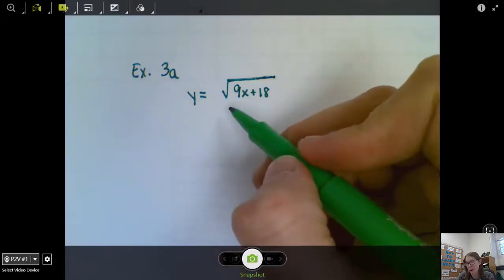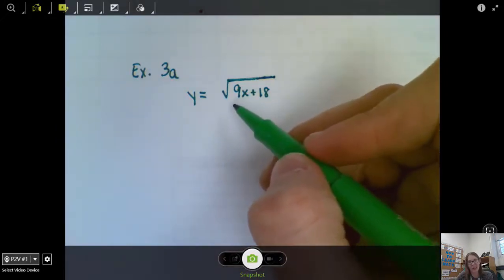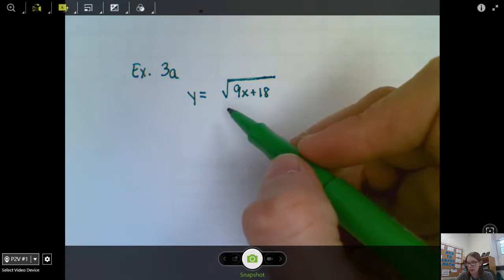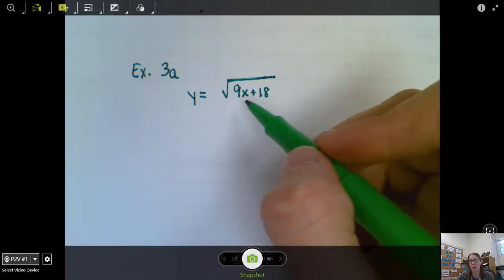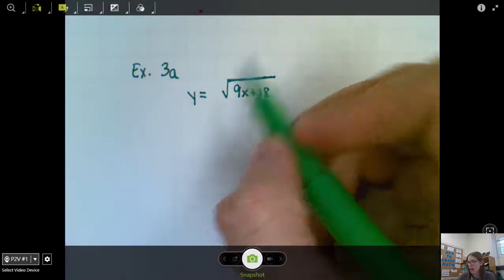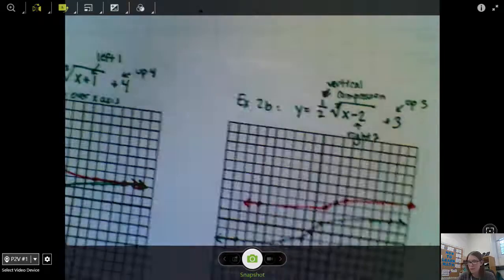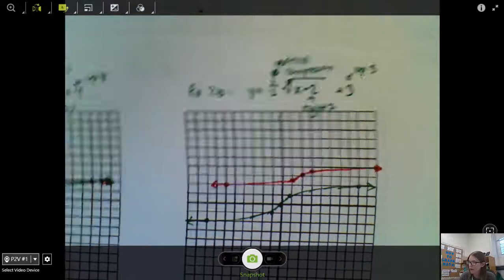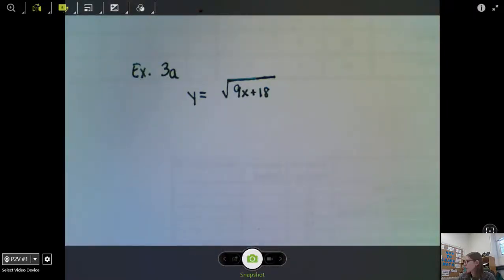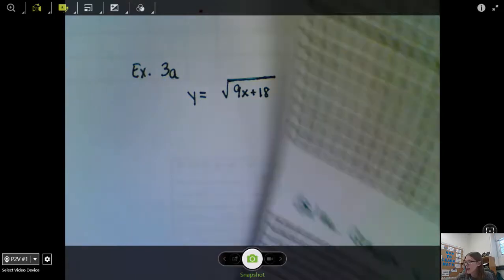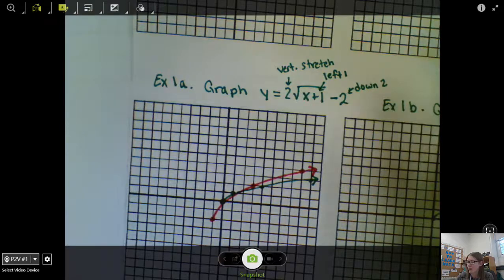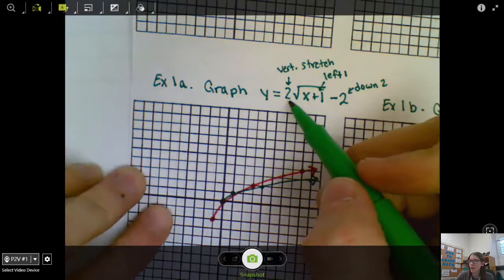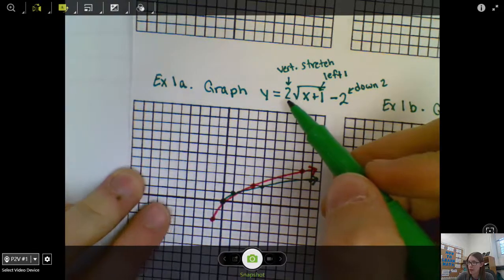Seeing this number in front of our x is something that we hadn't actually worked with yet this year. And I think some of you guys have kind of thought through what this would be already. Maybe some of you haven't. If you look back at one that you guys all did, example 1a, where I had this 2 in front, that was a vertical stretch. Multiplied on the outside is a vertical stretch.